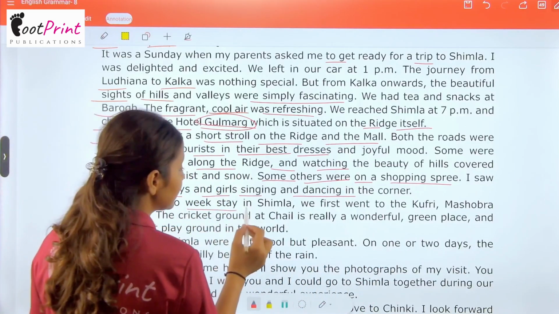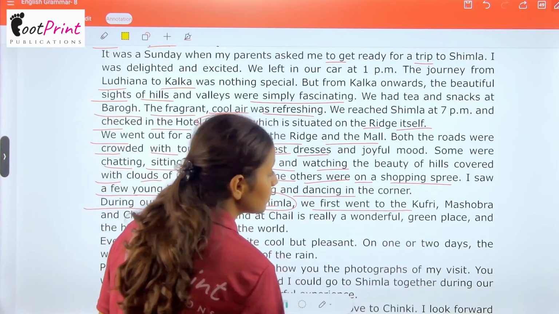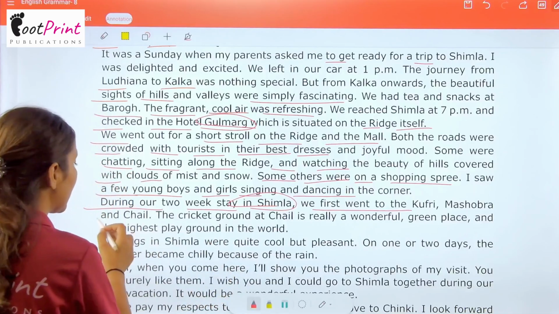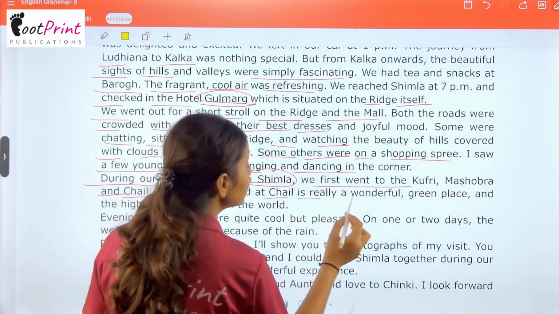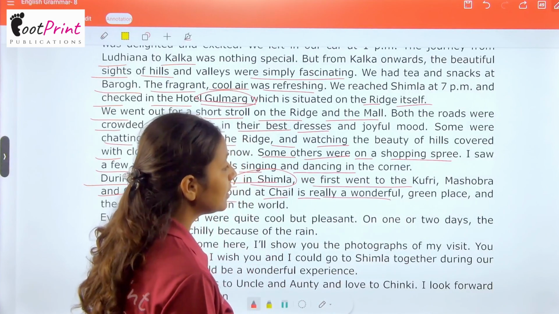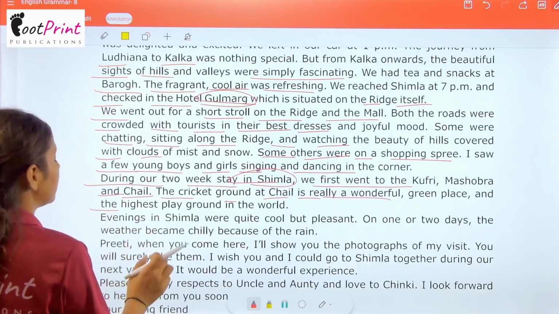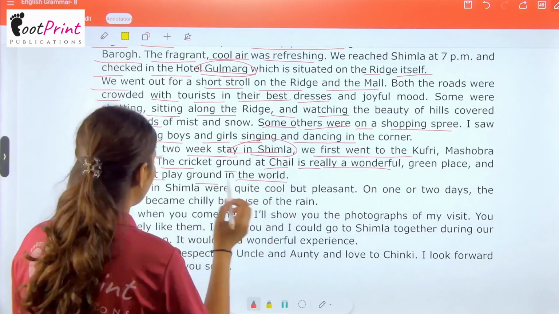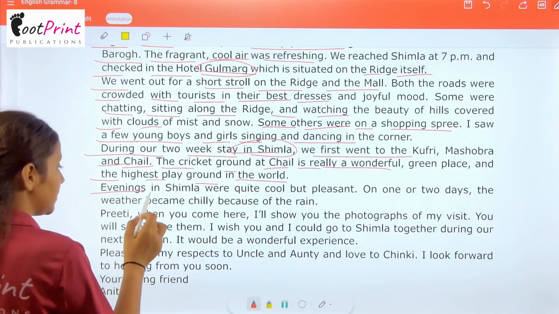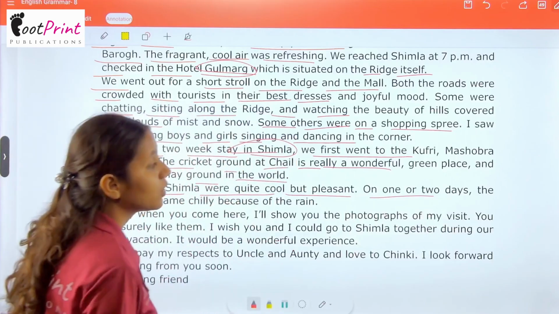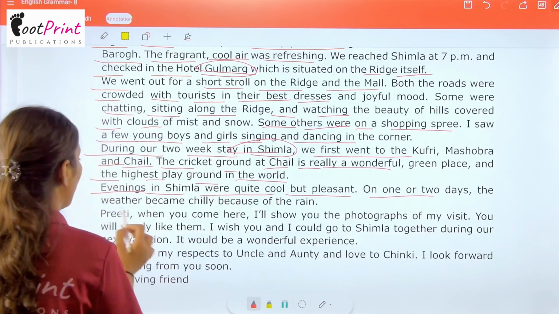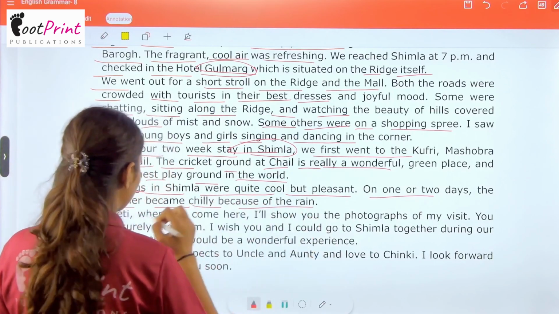During our 2 week stay in Shimla, we first went to Kufri, Mashobra and Chail. The cricket ground at Chail is really a wonderful green place and the highest playground in the world as well. Evenings in Shimla were quite cool but pleasant. On 1 or 2 days, the weather became chilly because of the rain.